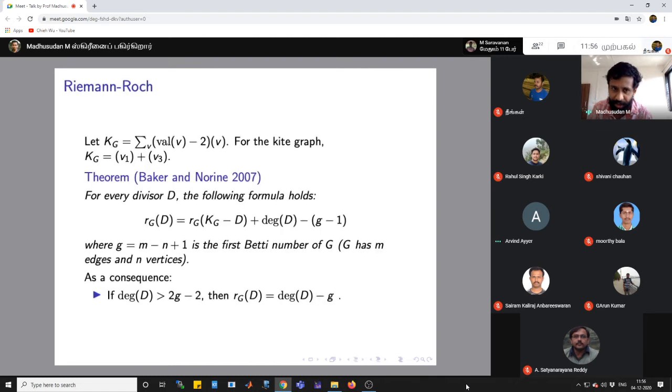Sorry, one quick question. Is it obvious that K_G has non-negative rank? I mean, if you have leaves, then valence minus 2 will be minus 1, right? Correct. Yes. No, actually, it's not true. You can see that exactly as you're saying, for a tree, it will have negative rank.